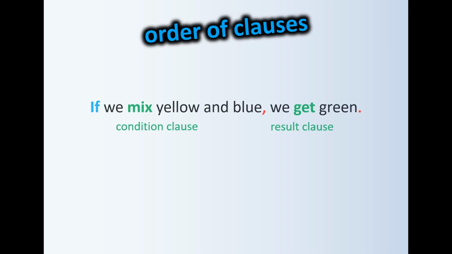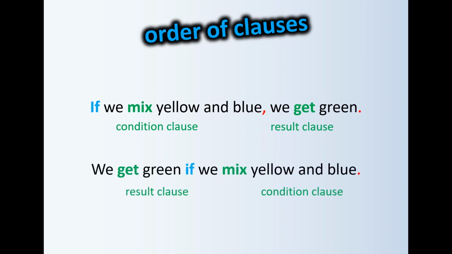Let's now look at the order of the clauses. Well, the order is not fixed. We can start either with the condition or the result. If we start with the condition, we separate the two clauses with a comma. For example, if we mix yellow and blue, we get green. However, if we start with the result clause, we don't use a comma. We get green if we mix yellow and blue.